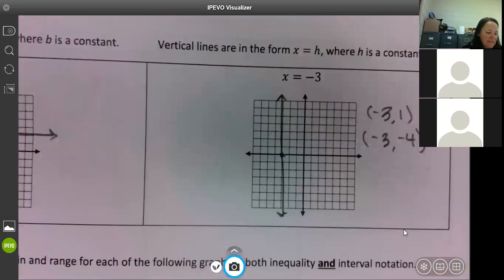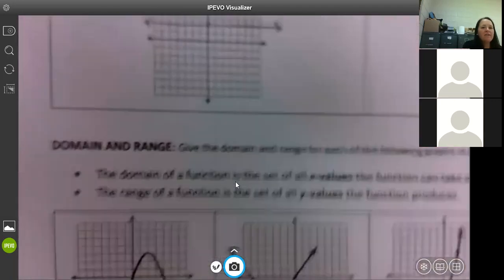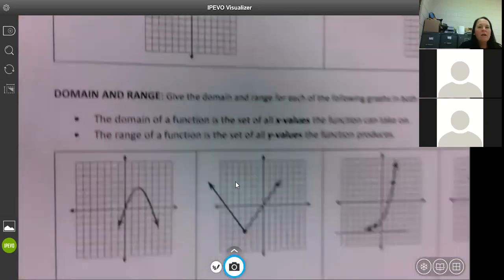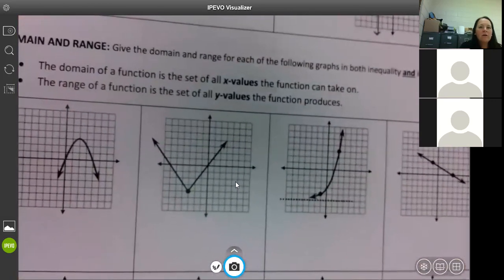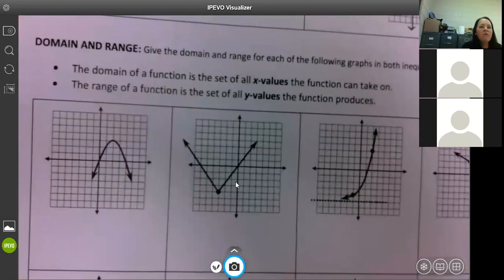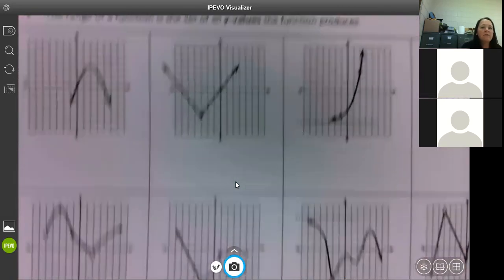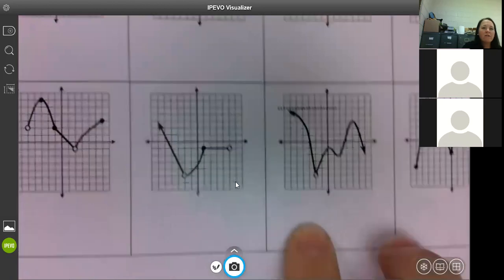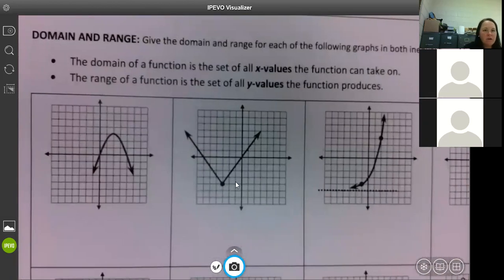All right, so last thing that we're going to do is domain and range. And this is where it gets a little tricky. So what I'm going to start with are the easy ones, and then we'll move to the harder ones, okay? If you don't understand, these 4 down here will be the ones that you have questions on. These you should be okay.